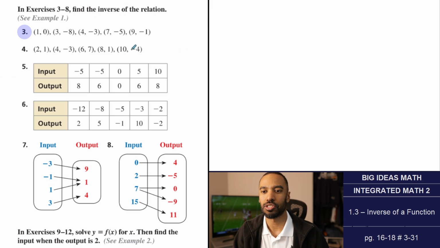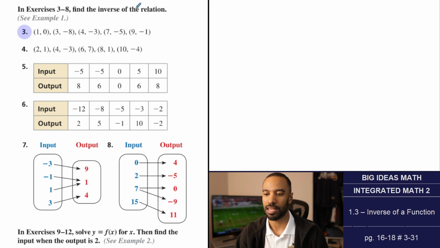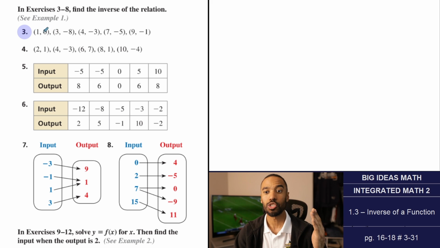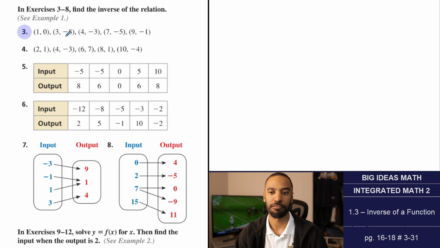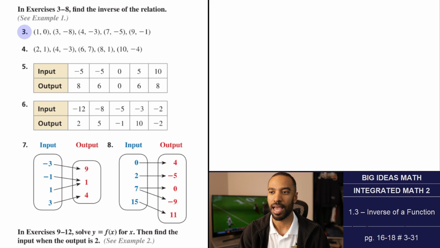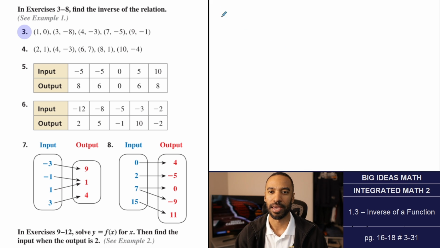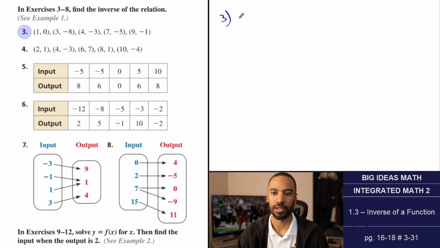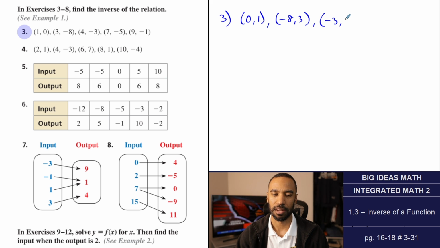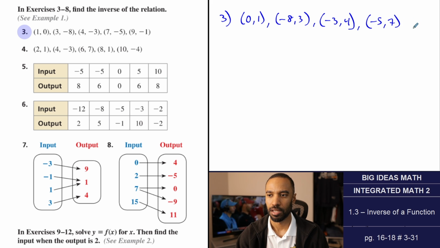All right, we're going on to numbers 3 through 8, finding the inverse of the relation. So we saw a set of ordered pairs before. Our idea of finding this inverse is writing out the inverse itself, so swapping the x's with the y's. So here on number 3, instead of 1 comma 0, we'll have 0 comma 1. Instead of 3 negative 8, it's negative 8 3. 4 negative 3 becomes negative 3 4. 7 negative 5 becomes negative 5 7. And 9 negative 1 becomes negative 1 9.